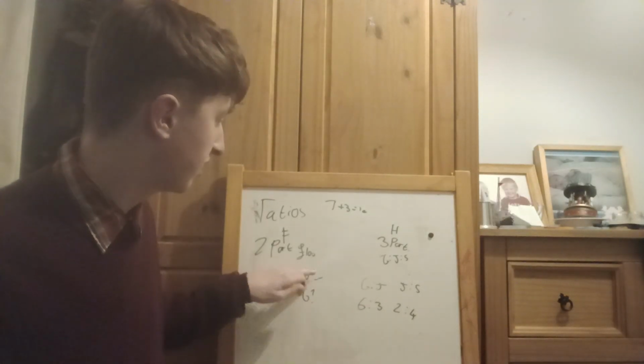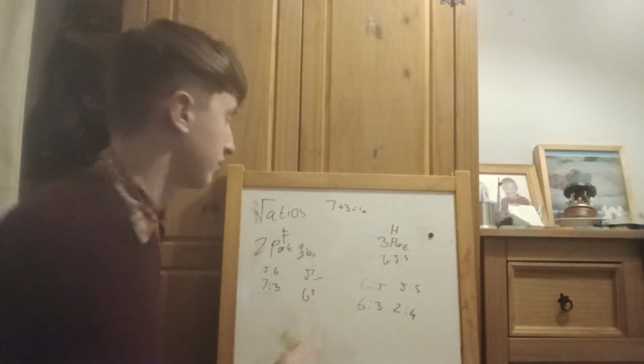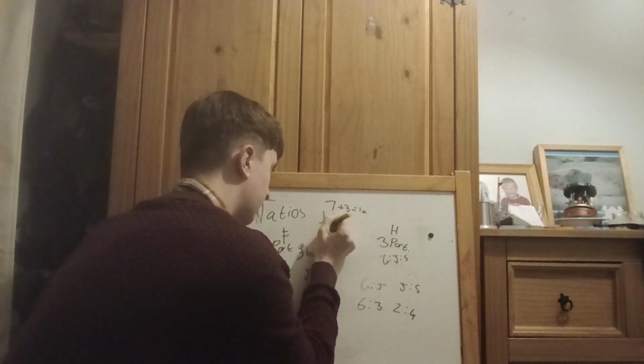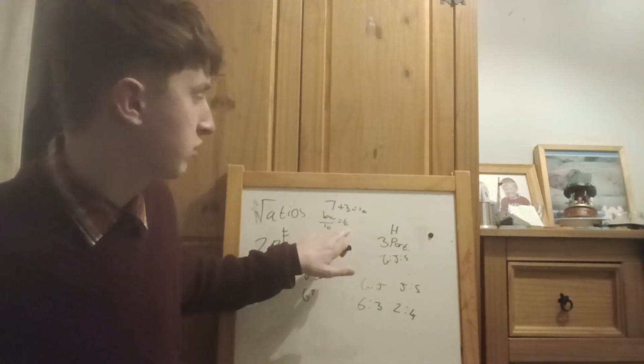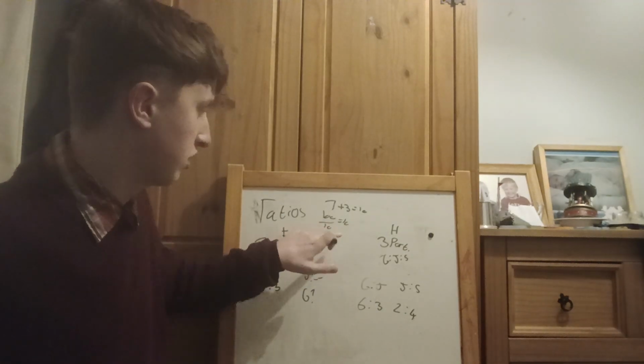So what we do is we divide the amount they're giving us by the amount of parts. So we do 100 divided by 10, which equals 10. So now we have got how much each part is worth. So each part in this ratio is worth 10.